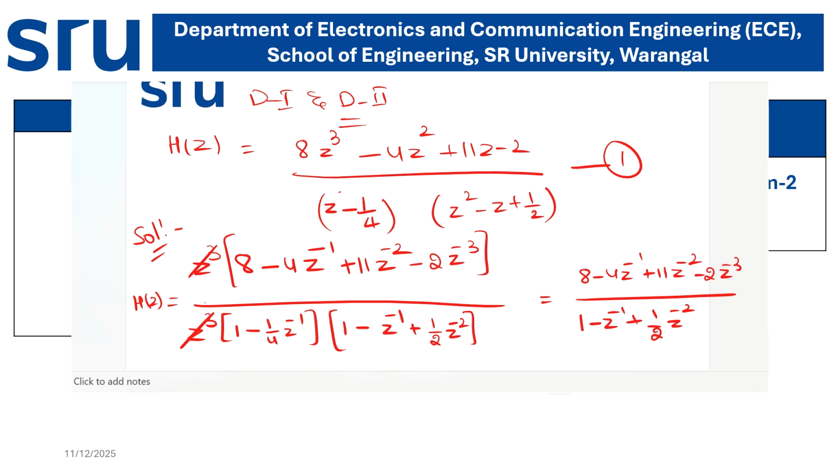Now multiply minus 1/4 with all these particular terms. Then minus 1/4 z^-1. So minus and minus becomes plus 1/4 z^-2, minus 1/8 z^-3. Now add the common terms, that is z^-1 minus 1/4 z^-1, 1/2 z^-2 plus 1/4 z^-2.